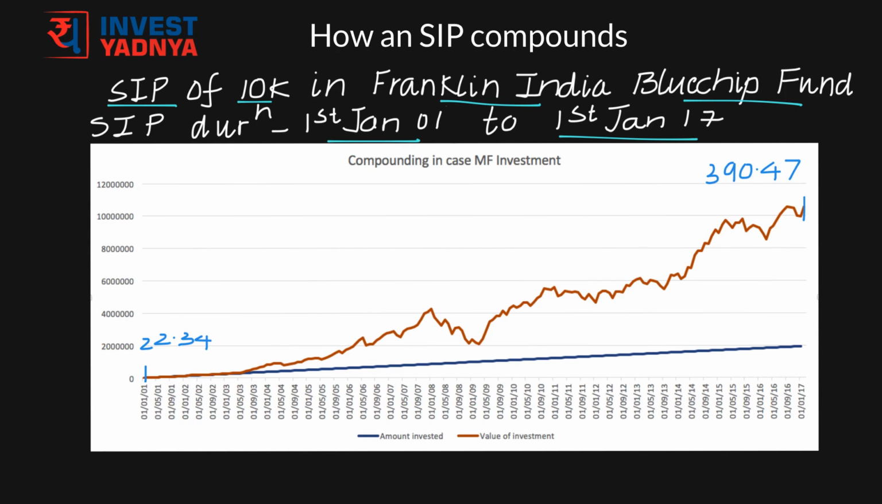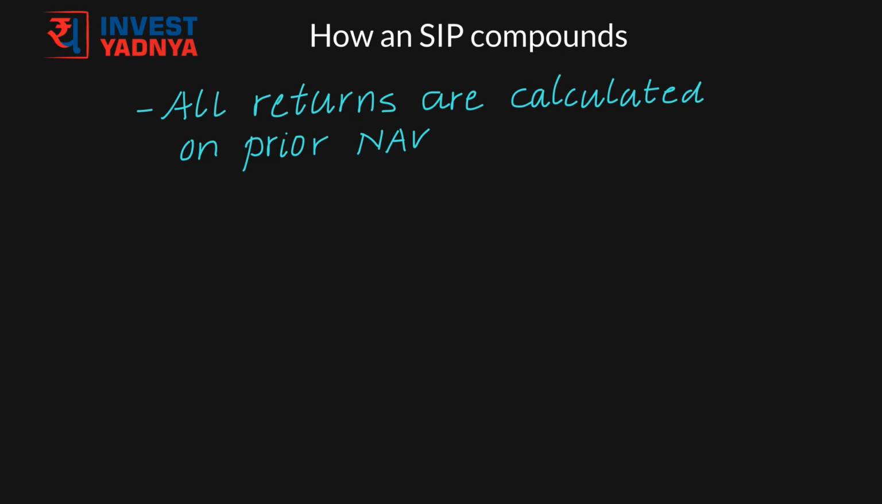When investments were started in Franklin India Blue Chip Fund on 1st of January 2001, the NAV of the fund was 22.34 rupees. That is, 1 unit of the fund could be bought at 22.34 rupees. And when the investments were redeemed on 1st of February 2017, the NAV of the fund was 390.47 rupees. So this rise in the NAV depicts the compounding effect in case of investments into mutual funds. Now again, NAV is something against which all the returns are calculated, be it weekly, monthly, trailing, calendar returns, etc.